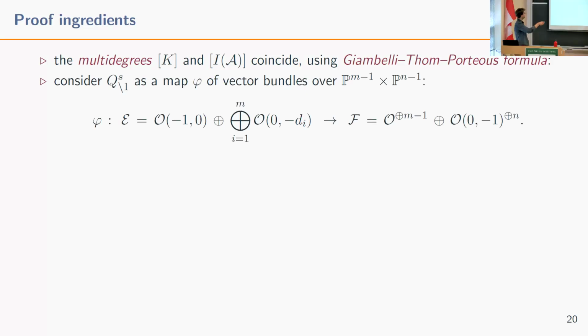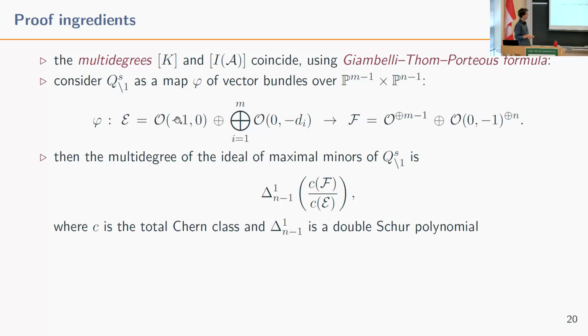What is this? So we can consider the matrix QS without 1 as a map of vector bundles. So you just need to carefully assign degrees to the entries of this matrix, and you write it in terms of vector bundles over this product of projective spaces in this way. And then the formula gives you that the multi-degree can be read off as this double Schur polynomial in terms of this quotient of Chern classes of these vector bundles.